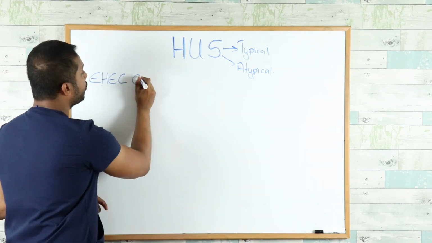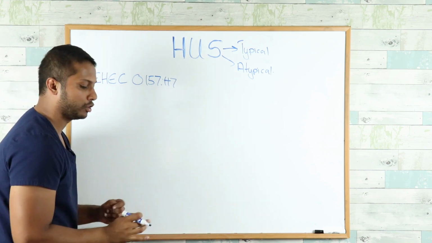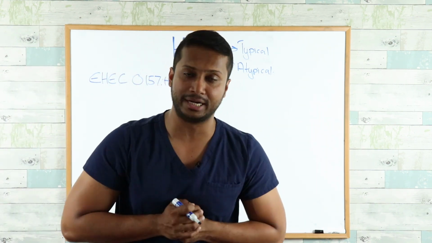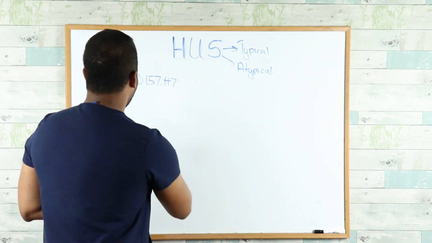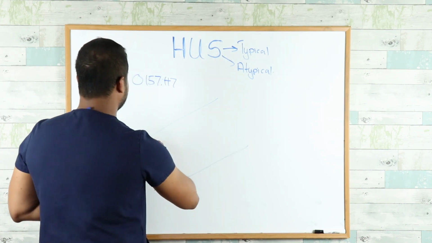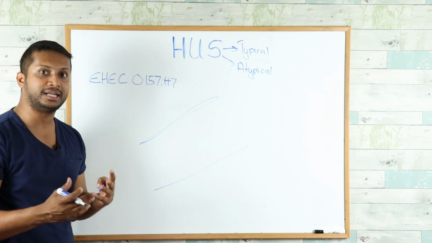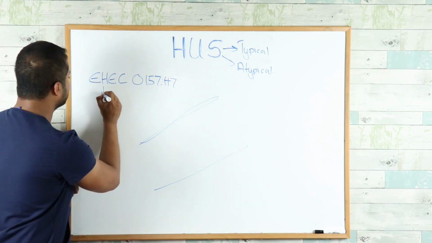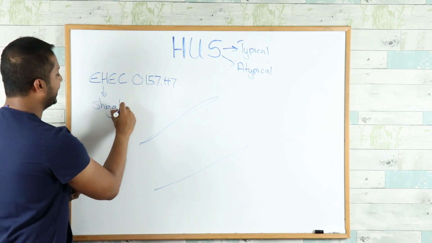So EHEC O157:H7, guys. This is the serotype. Now what happens? Let's try not to memorize anything and let's try to understand it. So what I'm going to tell you is a little story. I'm going to draw a blood vessel again in this patient as well, and the kid has got a dysentery, bloody diarrhea because of enterohemorrhagic E. coli. Now what happens is, this E. coli releases a toxin known as Shiga-like toxin.